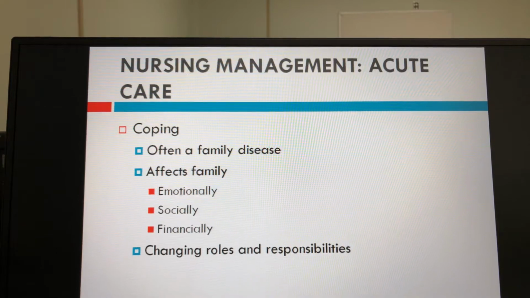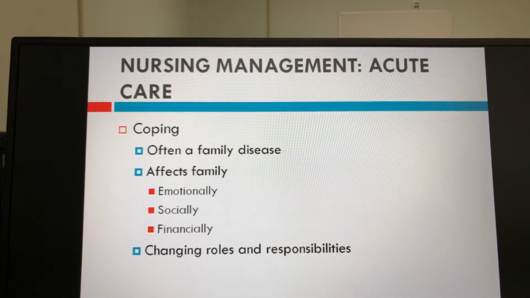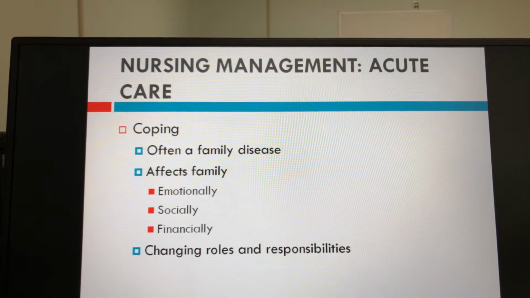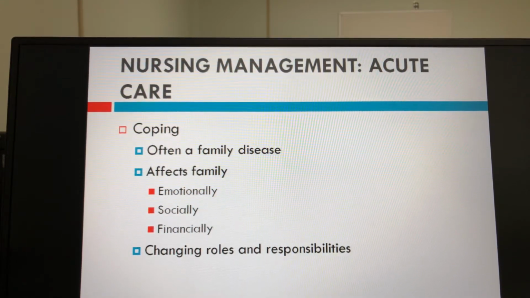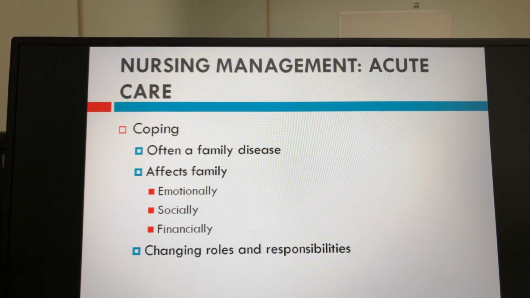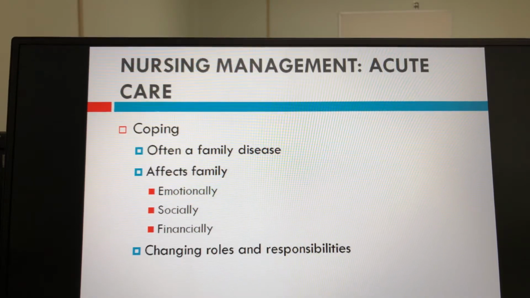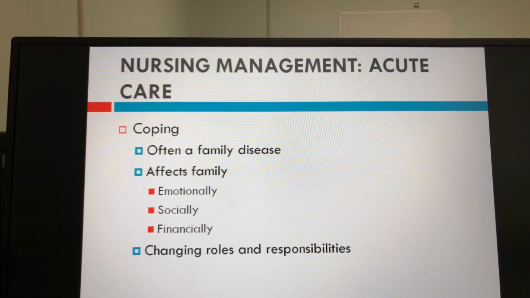Coping. A stroke is usually a sudden, extremely stressful event for the patient, caregiver, family, and significant others. Reactions to this threat vary considerably, but may involve fear, apprehension, denial of the severity of the stroke, depression, anger, and even sorrow.